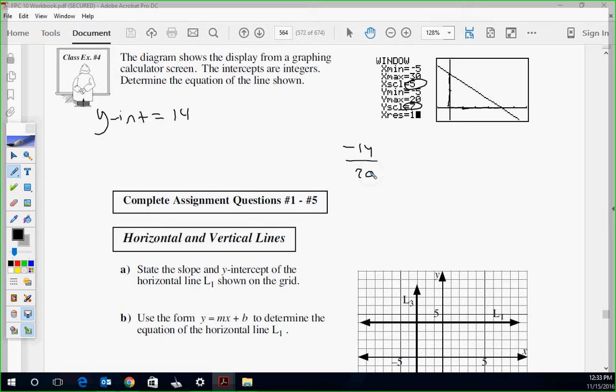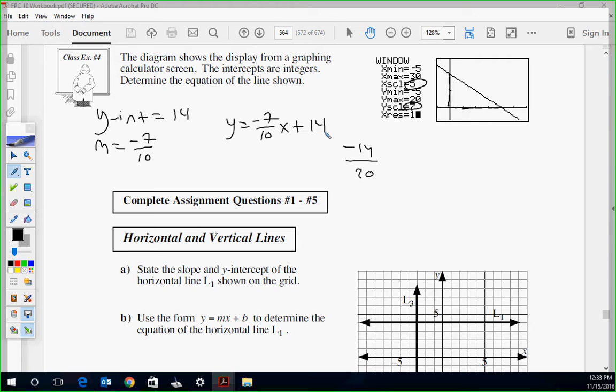So let me pause there. All we're messing with now is scales. They're just messing you up with scales, and you're just not counting simply 1 by 1. Everything else is normal. What does 14 over 20 reduce to? Negative 7 over 10. So your equation is y equals negative 7/10 x plus 14. Okay, any questions there?